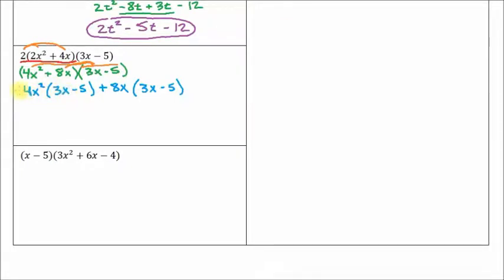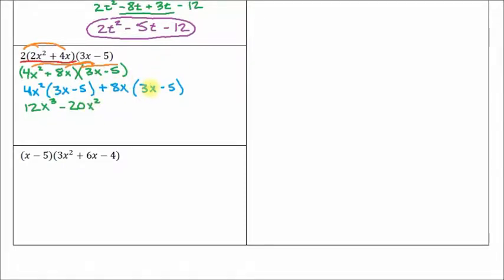4x squared times 3x, we can multiply the coefficients. 4 times 3 is 12. X squared times x, remember we add the exponents, 2 and 1, that's x cubed. Alright, next one, 4 times negative 5 is negative 20. X squared times no variable just gives me back x squared.